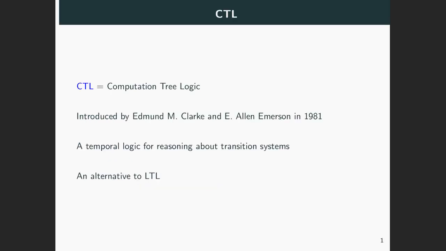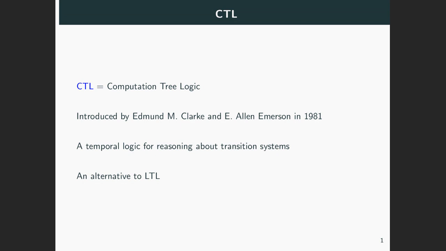CTL, which again abbreviates computation tree logic, is a logic introduced by Clarke and Emerson in 1981. These are two other Turing Award winners. We have quite a few in this module. In 2007, together with Joseph Sifakis, Clarke and Emerson received the Turing Award for, and I quote, their role in developing model checking into a highly effective verification technology that is widely adopted in the hardware and software industries.